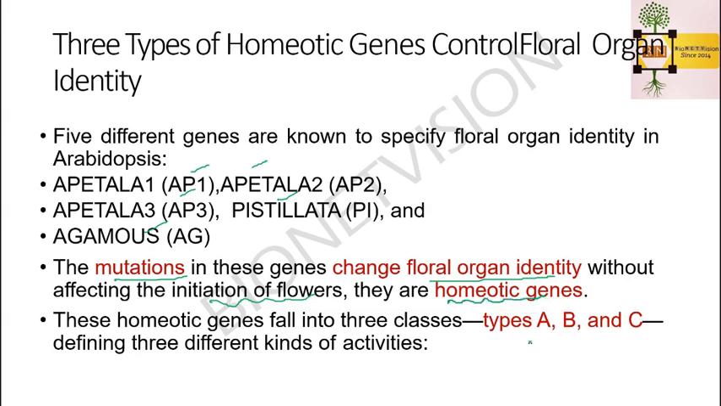These genes are classified under three classes: type A, type B and type C. Apetala 1 and 2 fall under type A. Apetala 3 and Pistillata fall under type B, and Agamous falls under type C. Please remember this.